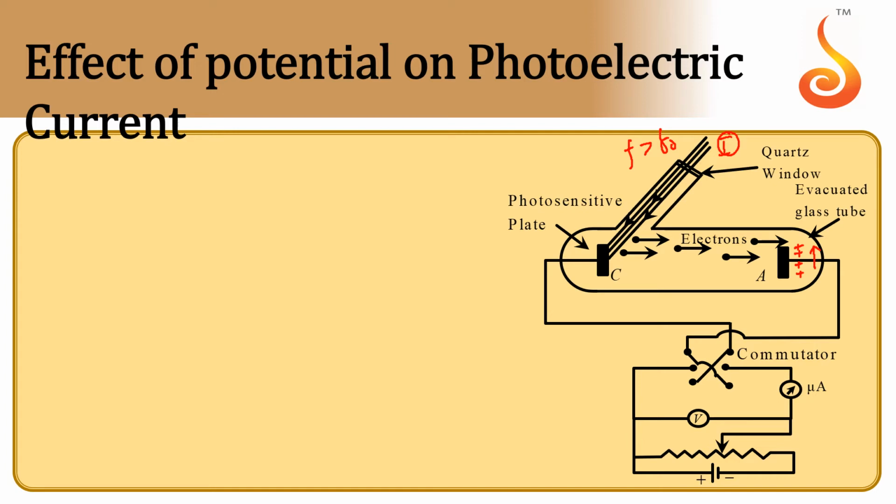The electrons which are knocked out by the light will be attracted and accelerated towards the positive plate. Therefore, the current increases gradually. As the positivity is increasing, the amount of current also increases gradually. But remember, the intensity of the light we kept constant. And this potential we call the accelerating potential.